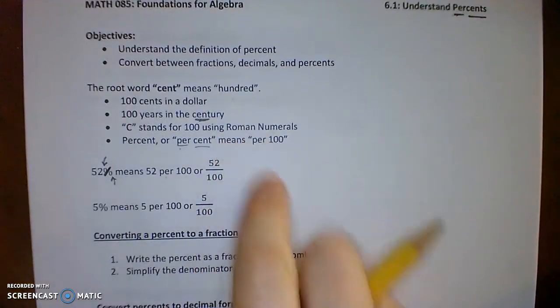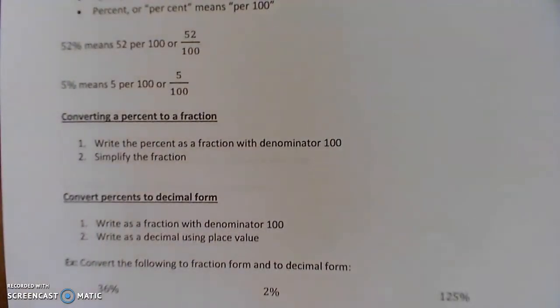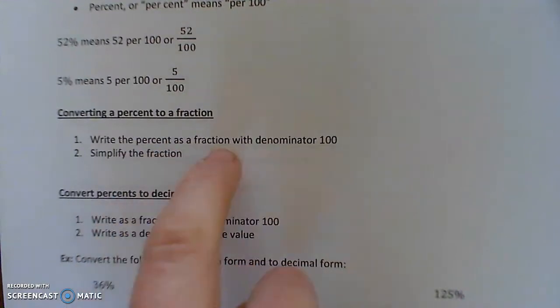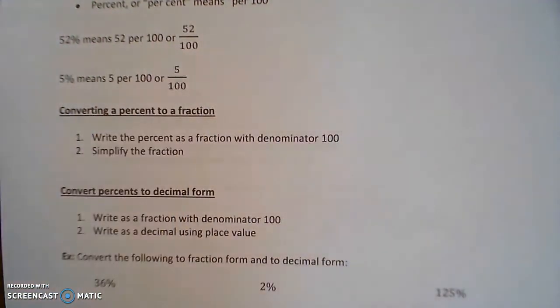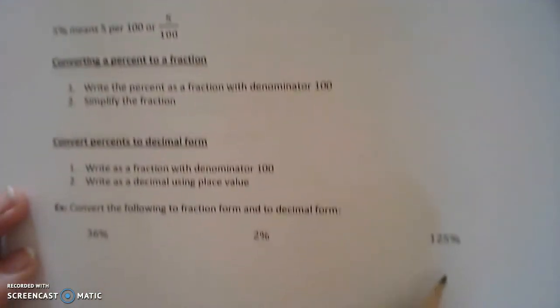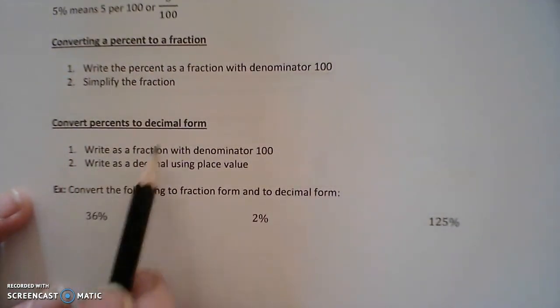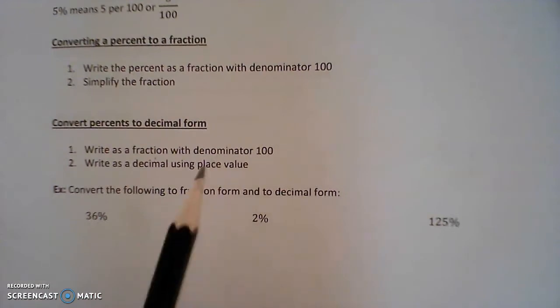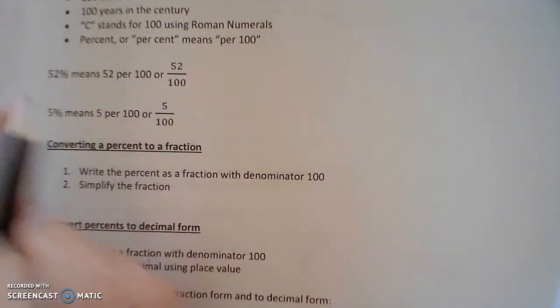And this is exactly how we go about converting percents to fractions. You write the percent as a fraction with denominator 100, just like we did here, 52 over 100, 5 over 100, and then simplify the fraction. And in fact, to convert percents to decimal form, we follow this method as well. First you write it as a fraction with denominator 100, and then you write it as a decimal using place value. So let's see up here how we would do that.